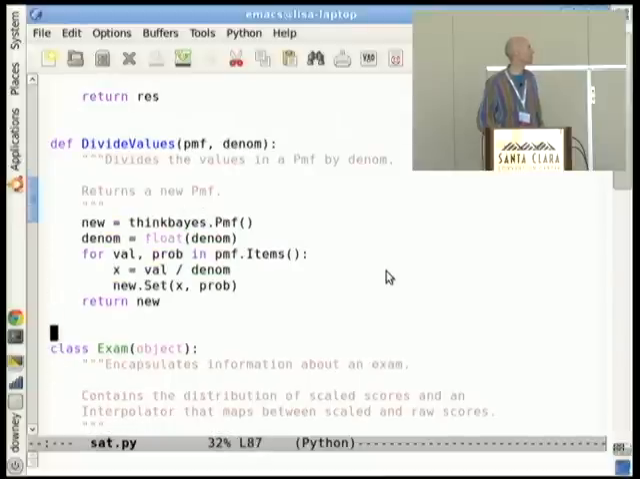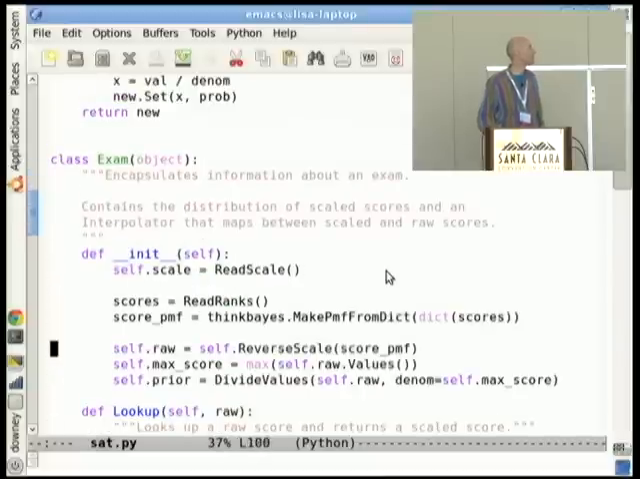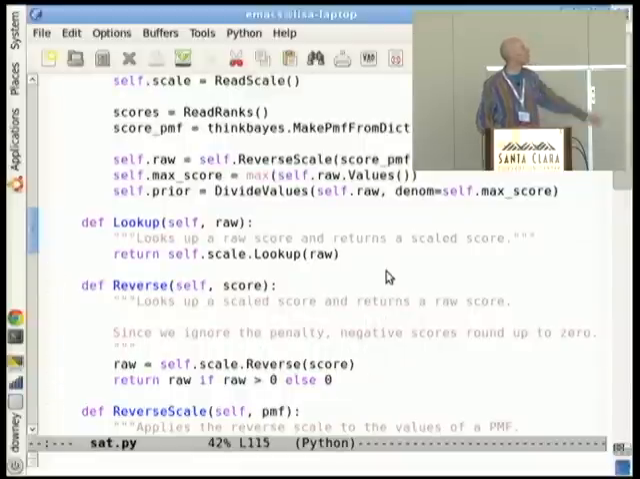Divide values is just a helpful function. I have an object called exam that contains all the information about the scores, and it contains both a lookup and a reverse function, so I could do a mapping in both directions.